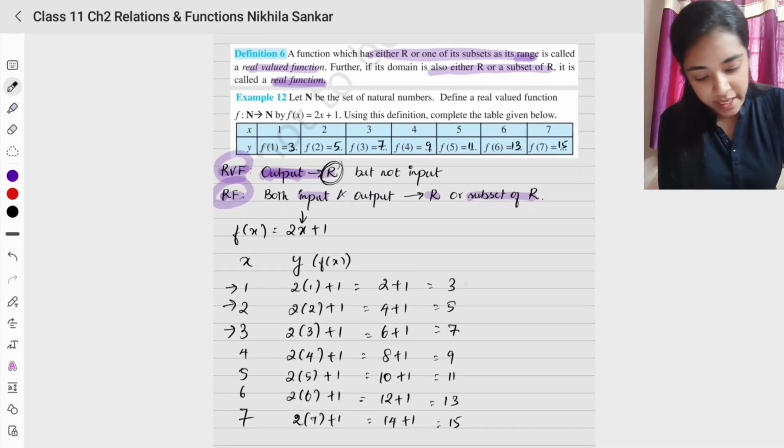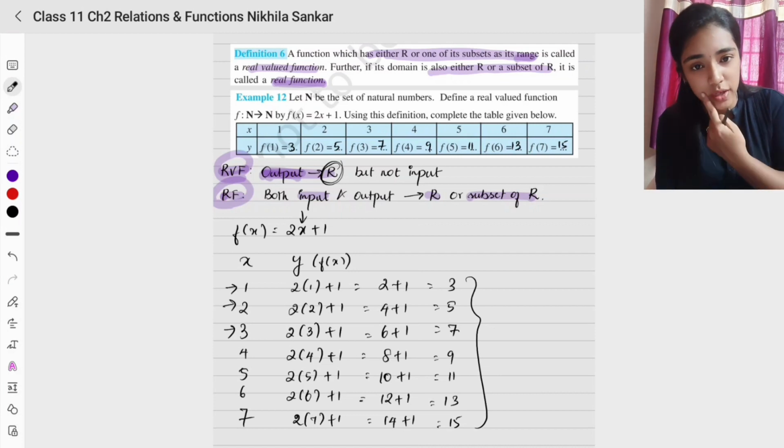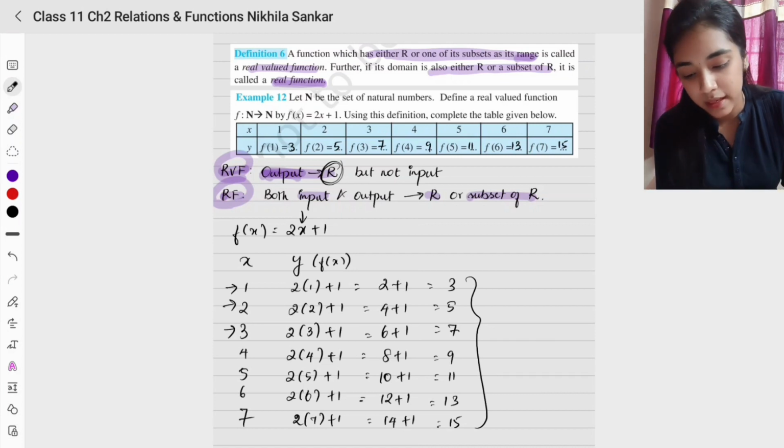Now what is the range? Range is going to be 3, 5, 7, 9, 11, 13, 15. So this is a subset of real numbers, which is going to be odd natural numbers. Okay, please copy.